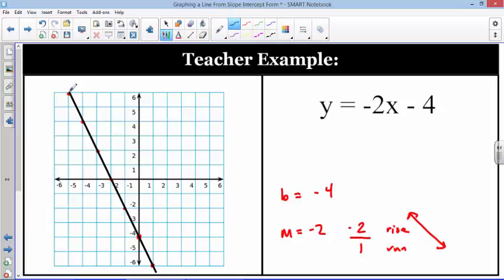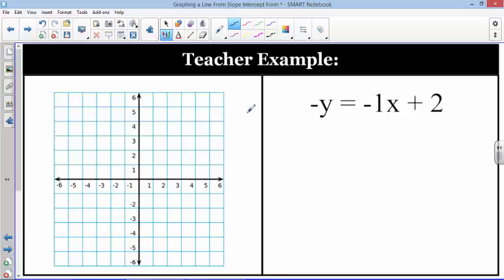And then I can draw my arrow tips. And that's it. We've graphed this line. This is y equals negative 2x minus 4. Alright, let's try another example. So pause the video, write this one down, come back, and we'll work through it together.